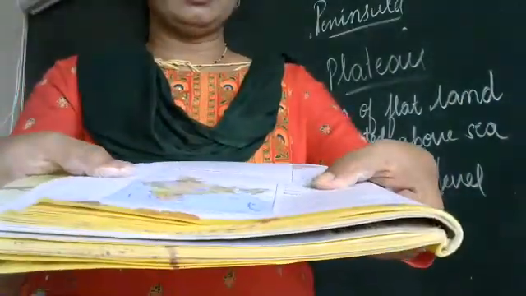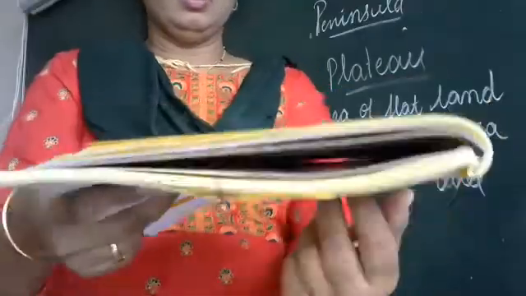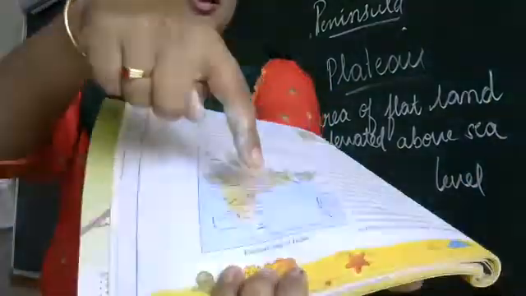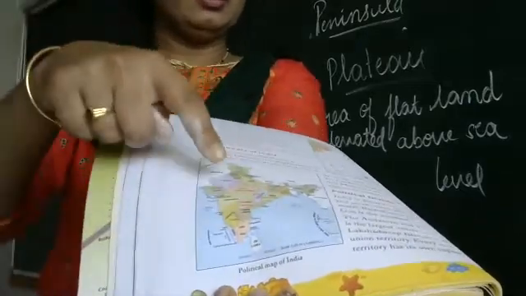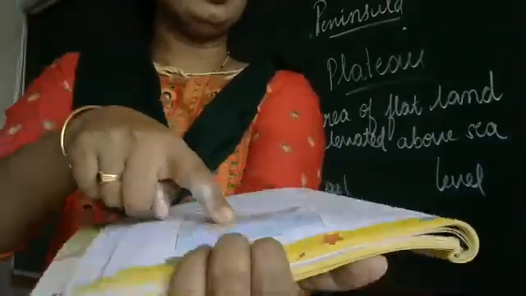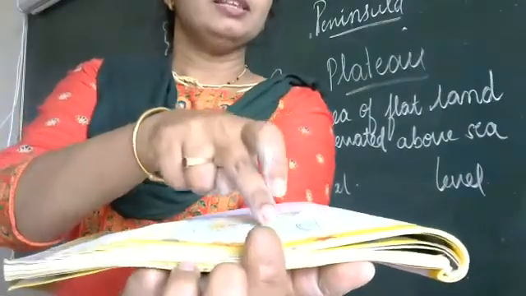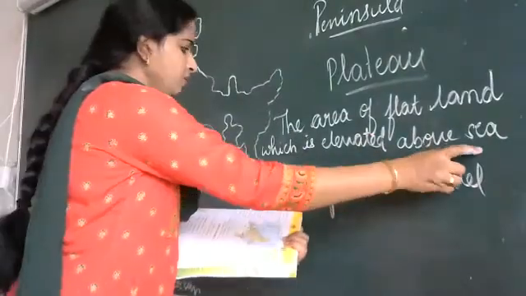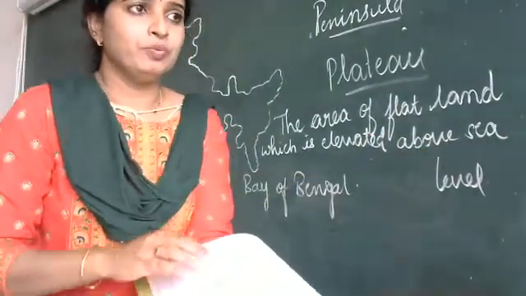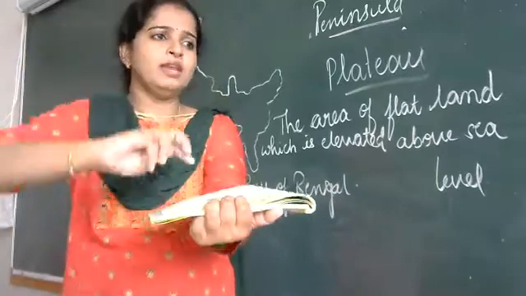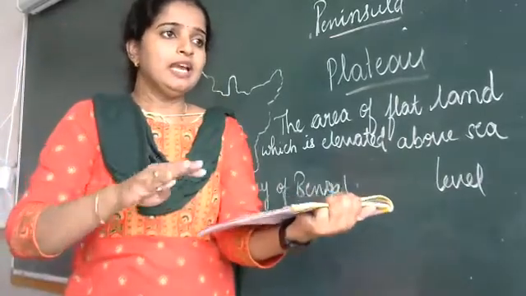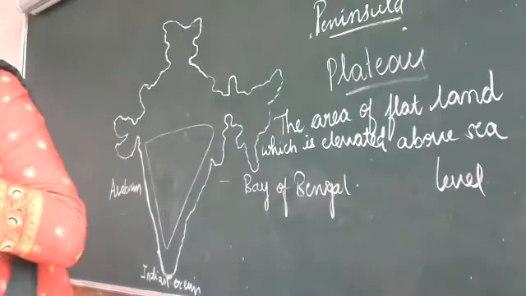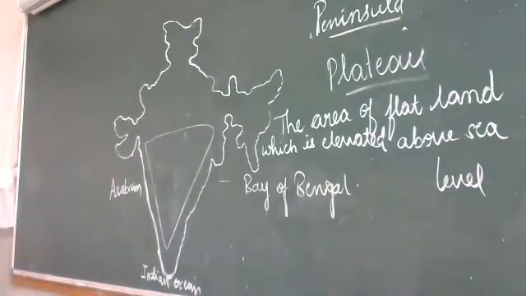See, here I have one map. You just hold this map like this. Here we have sea. On three sides we have water, and this is the land. It's called a plateau, above the sea level. This land is elevated above the sea level. सी लेवल से बहुत ऊपर रहता है. The area of flat land which is elevated above the sea level is called a plateau.